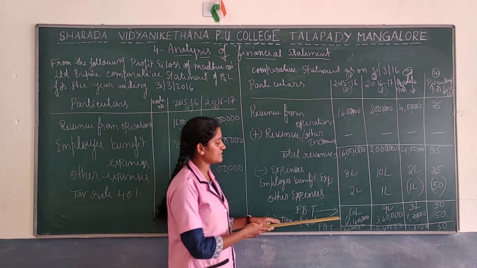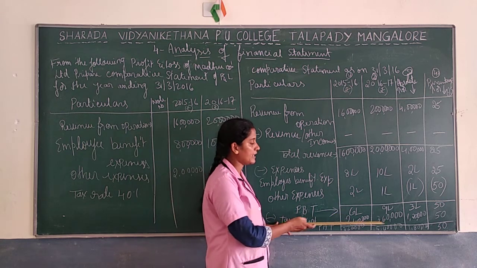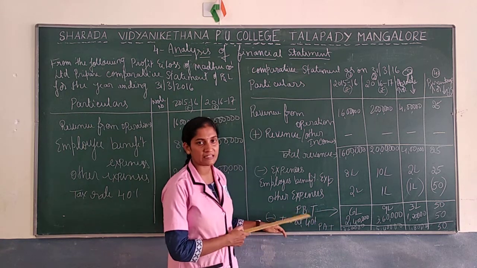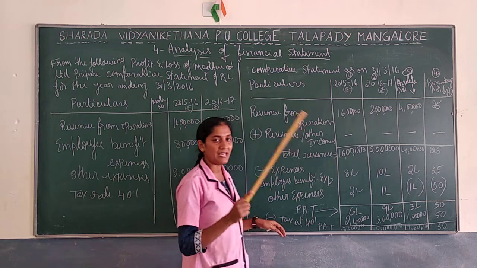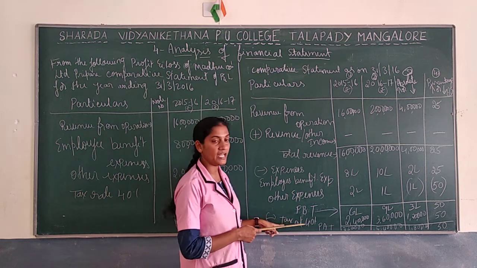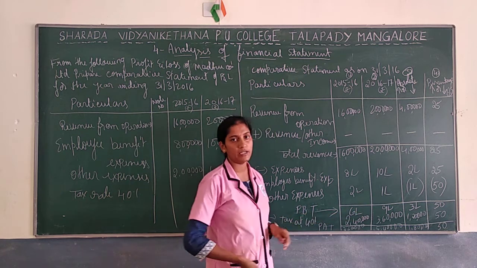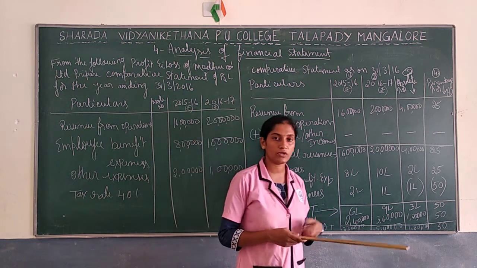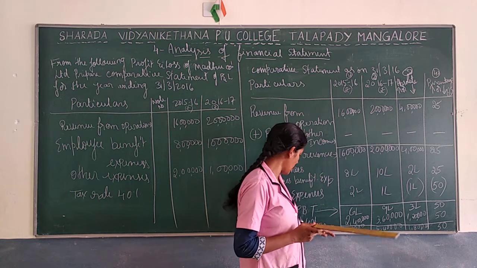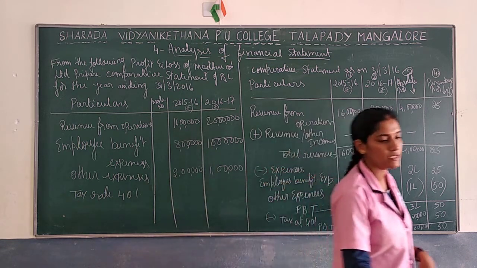How to find the tax? See, I got 6 lakh profit before tax, 6 lakh and 9 lakh. Multiply 6 lakh into 40 divided by 100. Whatever answer you get, it's the tax of the particular year. Later on you can find the profit after tax. Okay, you can find profit after tax.